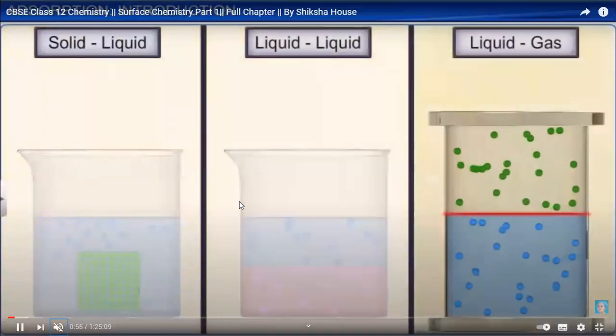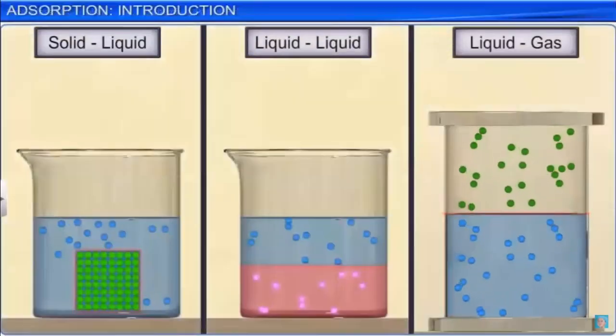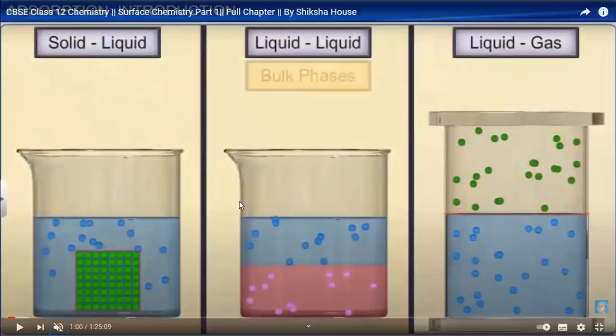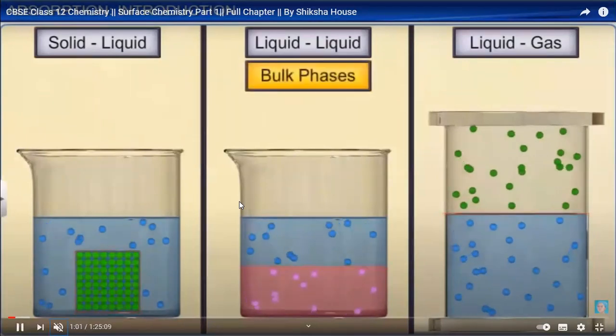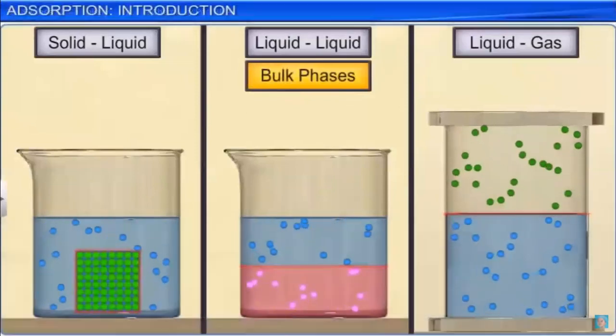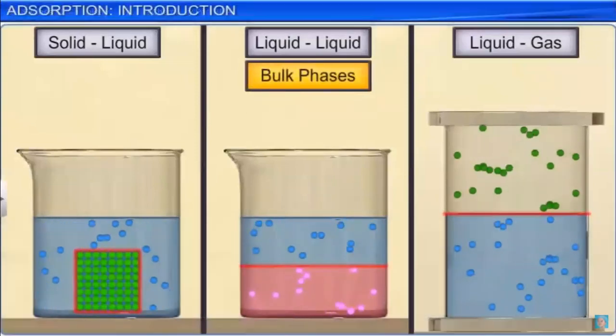If we take two liquid phases, oil and water, what happens? The two phases do not mix with each other, but still they are in the same container. The surfaces are attached. If I put oil drops on water, they just stick to that surface, but do not mix or penetrate into the bulk. It is a surface phenomenon. If we take a liquid and gas example, all right, these are the examples. These are the bulk phases, which show the process of adsorption.